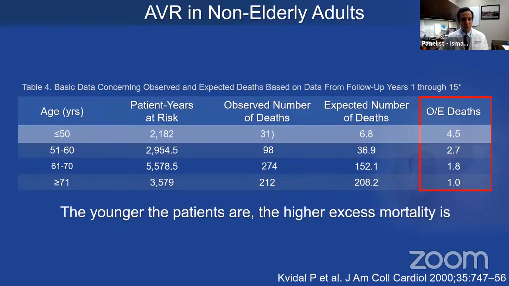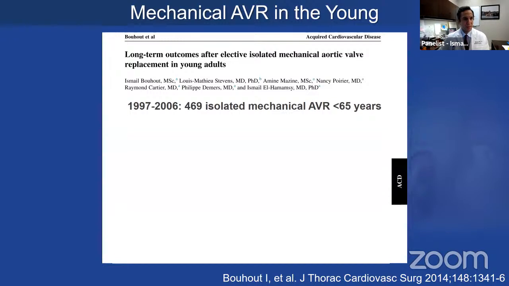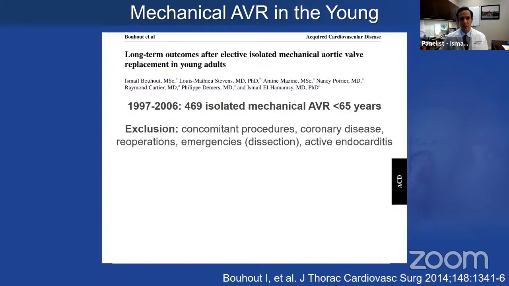Looks a bit surprising. So when I started my practice in Montreal, together with Ismail Bouhout, who was one of our residents at the time, who is now doing a congenital surgery fellowship here at Columbia University, we decided to look at outcomes of isolated elective mechanical AVR in young adults, patients under the age of 65 years of age. And we excluded anything that we thought had an impact on long-term outcomes. So patients undergoing concomitant procedures, coronary disease, redos, dissections, endocarditis.